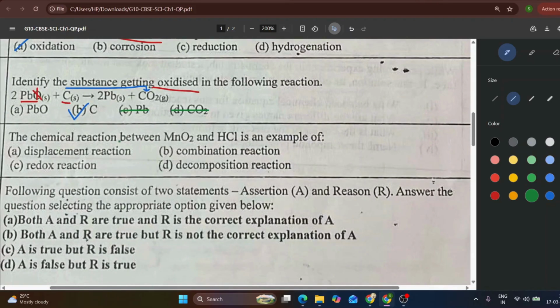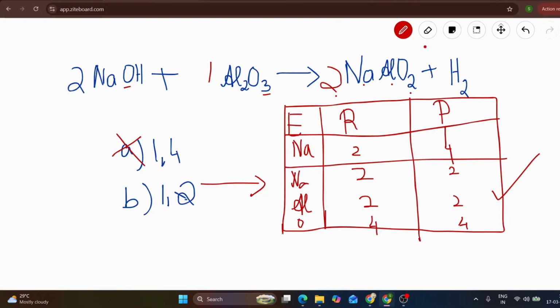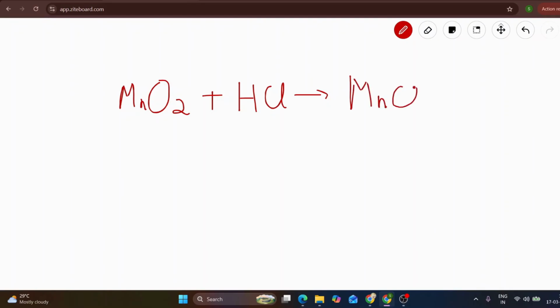The next question is very similar to the previous one, wherein in this question they haven't given you the products, only the reactants. So if you know how to write the equation, then you can easily predict the answer. Magnesium, manganese dioxide and HCl. Now let's see the products and then we'll discuss the answer. So it is MnO2 on reaction with HCl. What would be the product formed? It gives you MnCl2 plus H2O.